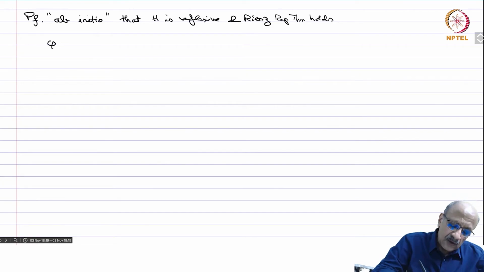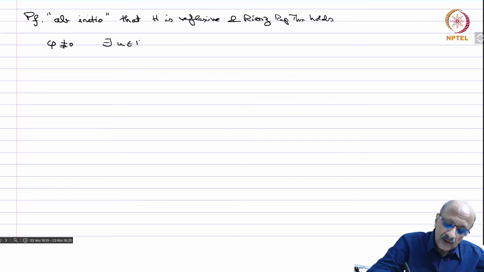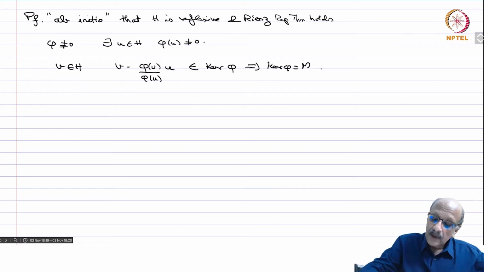So let us assume that phi is not identically 0. If it's 0, then the 0 vector works, so we don't need to do anything. So phi is not 0, so there exists a u in H such that phi(u) is not 0. Now let us take v in H and look at v minus (phi(v)/phi(u)) times u. You can divide because phi(u) is not 0. Now this belongs to the kernel of phi, because if I take phi of this, I get phi(v) minus phi(u) times phi(v)/phi(u), and phi(u) will get cancelled. So phi(v) minus phi(v) will be 0, and so this belongs to the kernel of phi. So this means the kernel of phi, equal to M, has codimension 1.